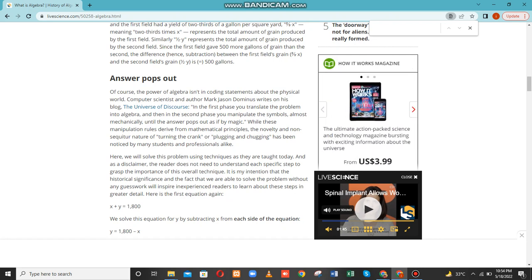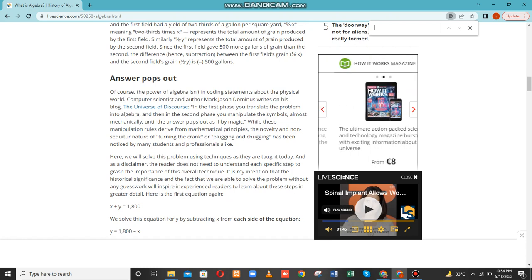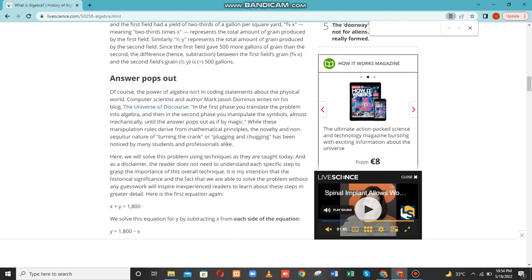Here we will solve this problem using techniques as they are taught today. As a disclaimer, the reader does not need to understand each specific step. The historical significance, and the fact that we are able to solve the problem without any guesswork, will inspire inexperienced readers to learn about these steps in greater detail. Here is the first equation again: x plus y is equal to 1800.